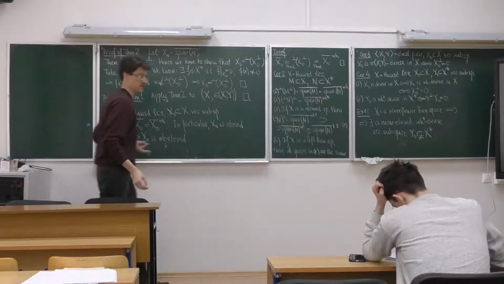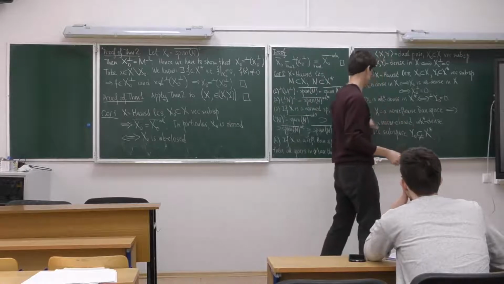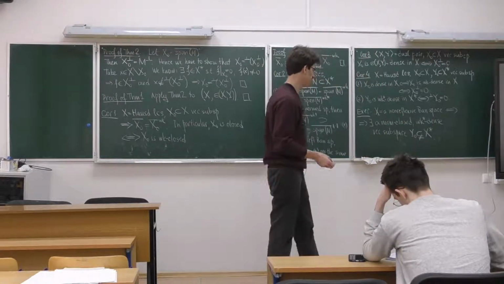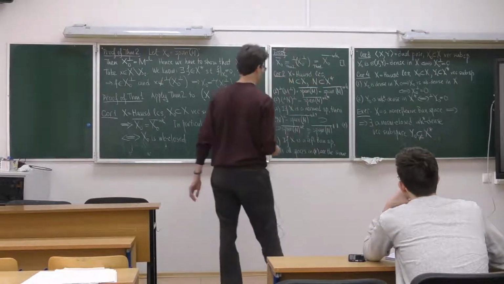But of course, for reflexive Banach spaces, this never happens because the norm closure, the weak closure, and the weak star closure in the dual are identical.